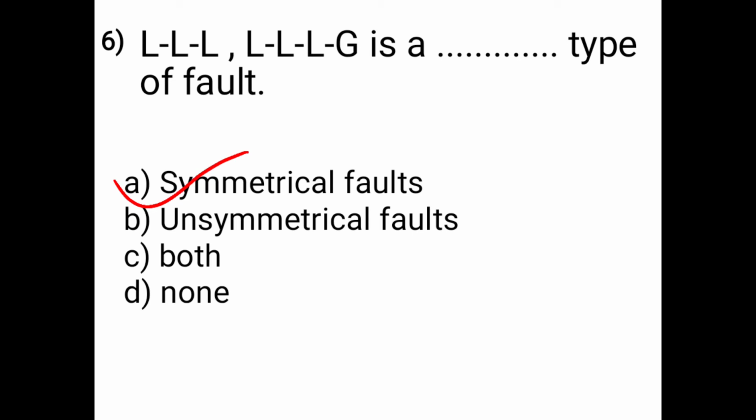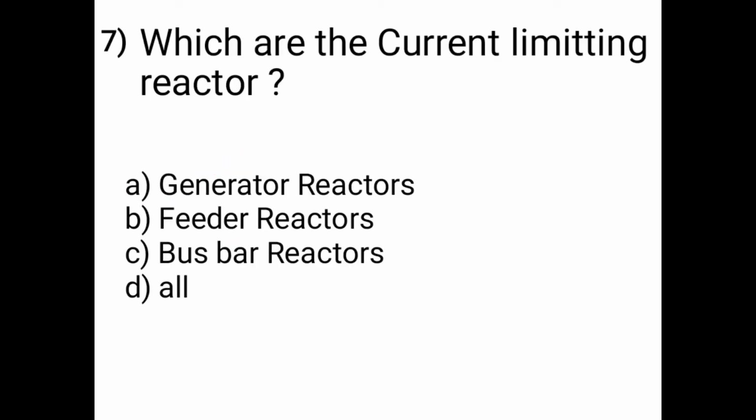Then next question is, which are the current limiting reactors? Options are: A is generator reactors, B is feeder reactors, C is busbar reactors, and D is all. So the correct answer is option D, all. All are current limiting reactors: generator reactor, feeder reactor, and busbar reactor.